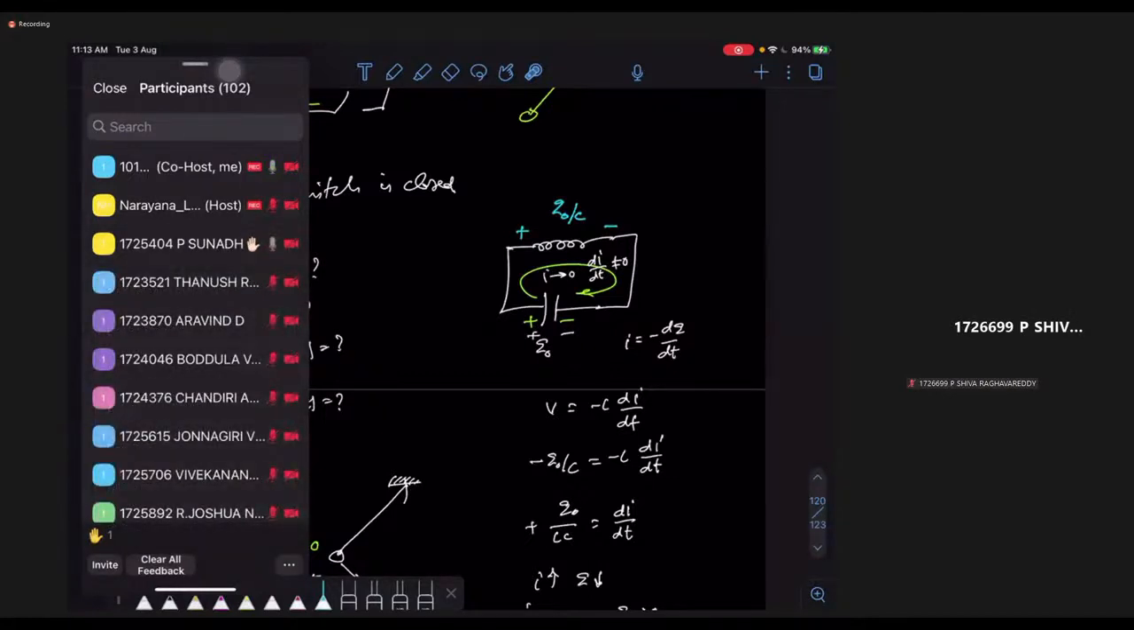Yes, Sonal. Sir, without an external push of the charges, how is it moving? How is current generated? Without an external push, sir, like any battery is not there. Just by connecting, how is current created?